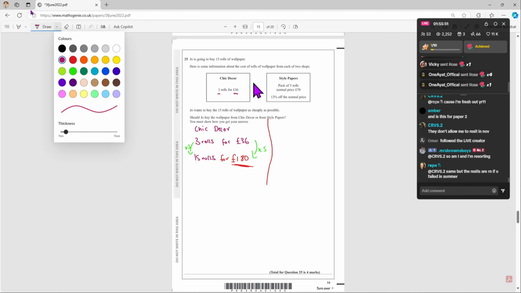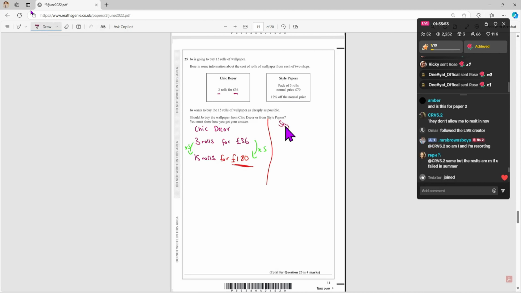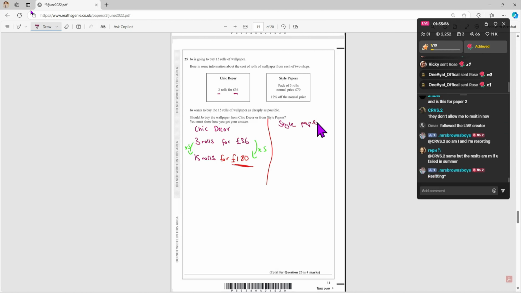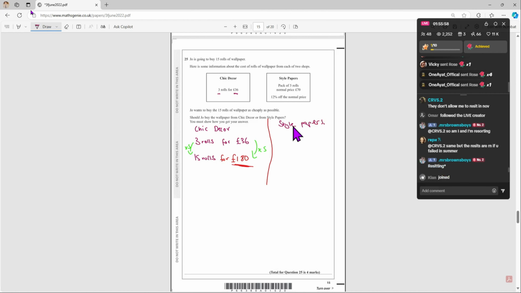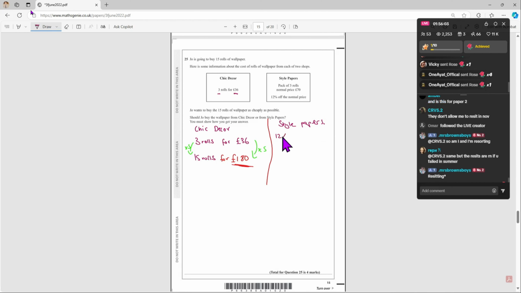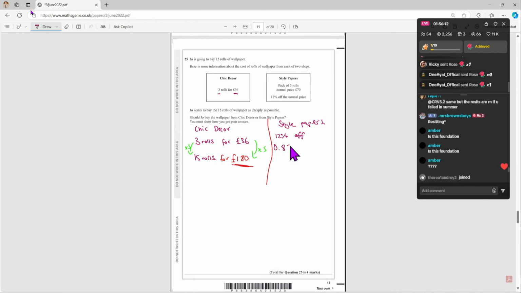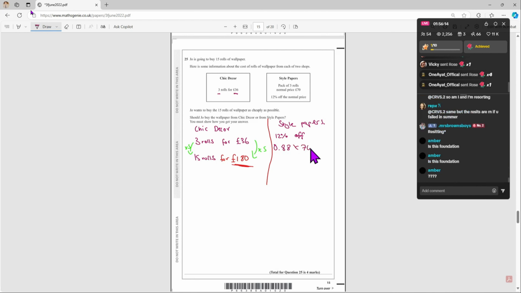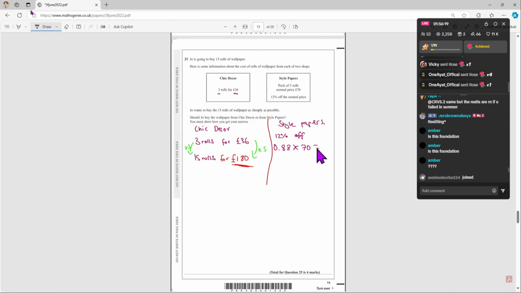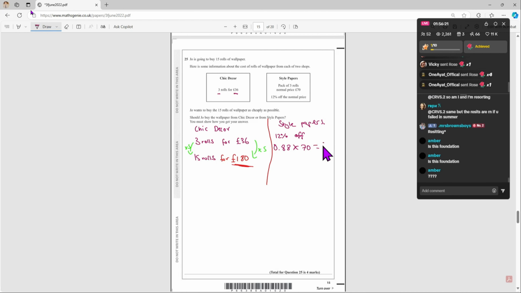So let's work out the price of Style Papers. We know that it's going to be 12% off. What you can do, if it's 12% off the normal price, is do 0.88 times 70, because that's our multiplier for a decrease. That will give you £61.60, okay?